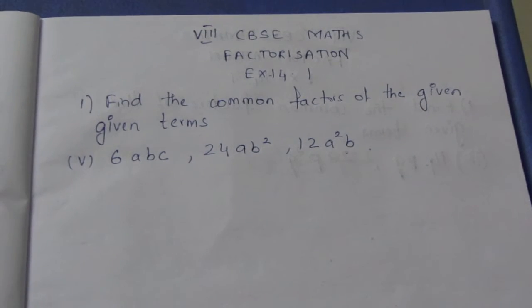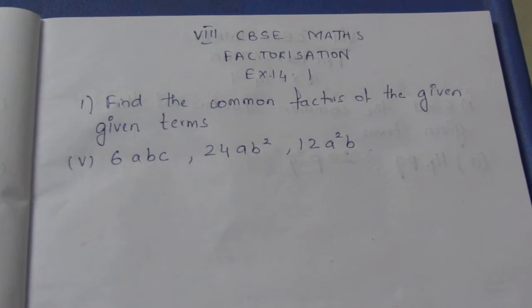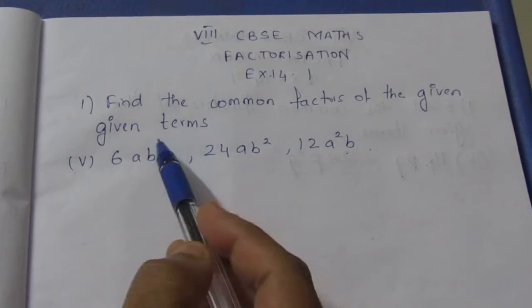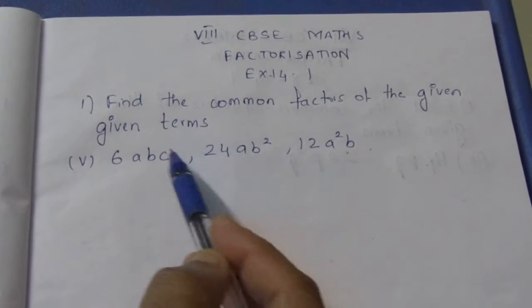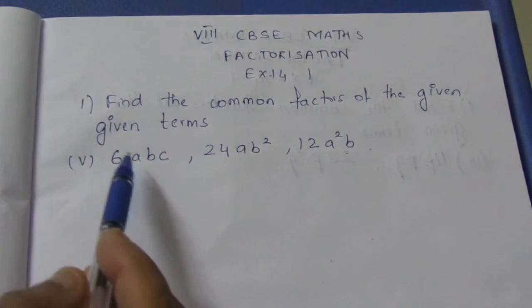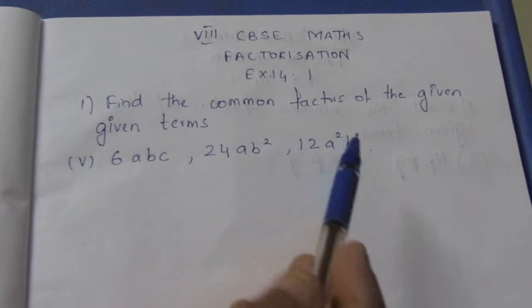Today we are going to see 8th CBSE Maths Factorization Exercise 4.1. Question number 1, in that the 5th and 6th sum we are going to see in this video. Now let's see the question. Find the common factors of the given terms. So we need to find the common factor of the 3 terms. 3 terms means it should be common to all these 3 terms.